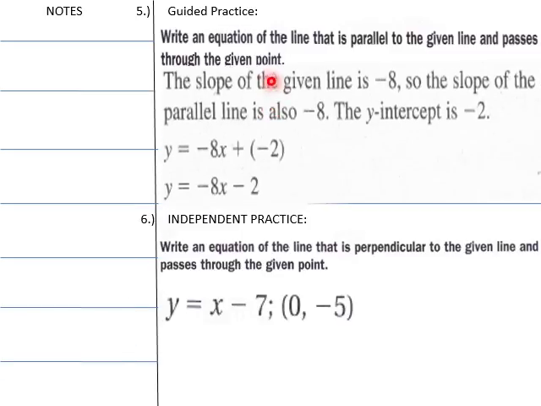Okay, so for our guided practice, here would be your solution. The slope of the given line is -8, so the slope of the parallel line is also -8. The y-intercept is -2. So the equation of the parallel line would be y equals -8x minus 2. And then down here, this is you, student.